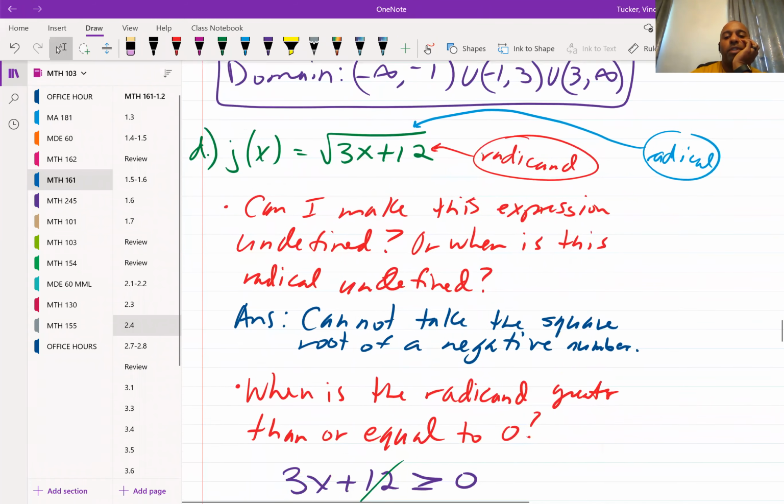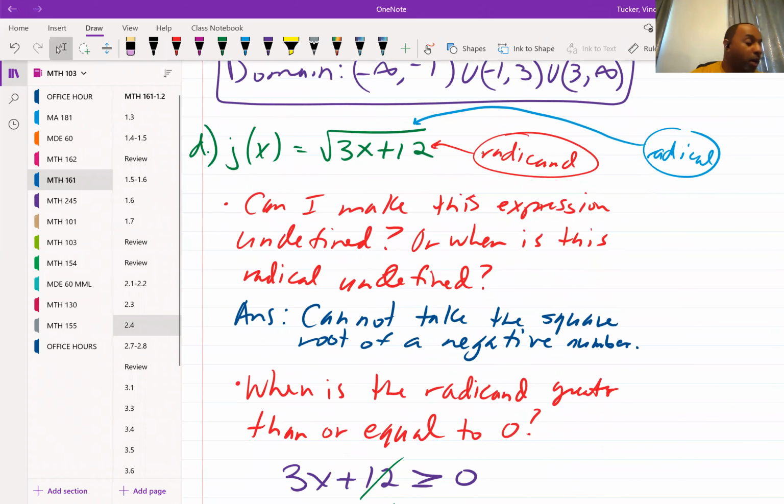So what you need to do now is set your radicand, not your denominator, greater than or equal to 0 and solve that. Because if it's greater than 0, then we know it's positive. So we need the positive values. We just said we cannot take the square root of negatives. So we want the positive values. And it's okay to take the square root of 0. That's why we're doing greater than or equal to 0.